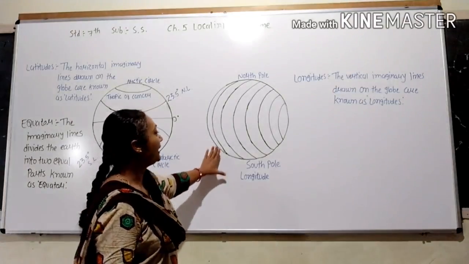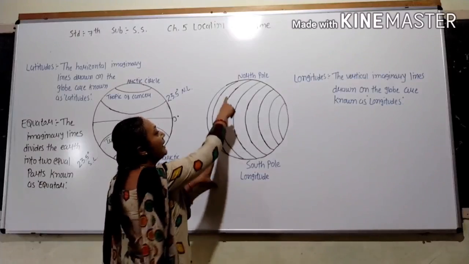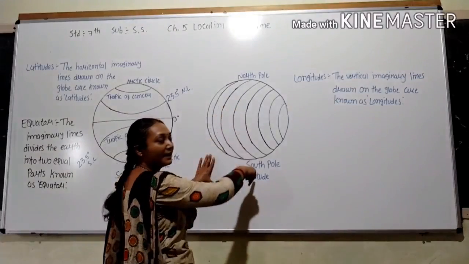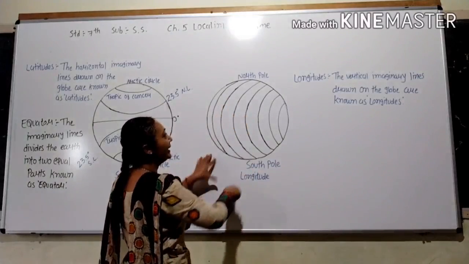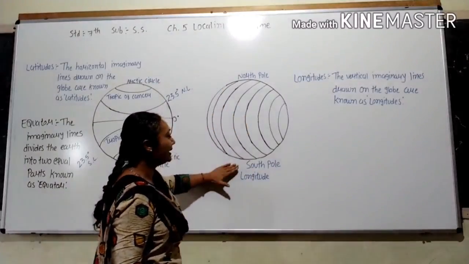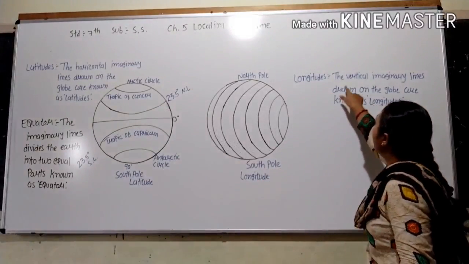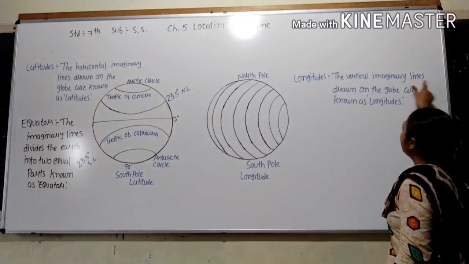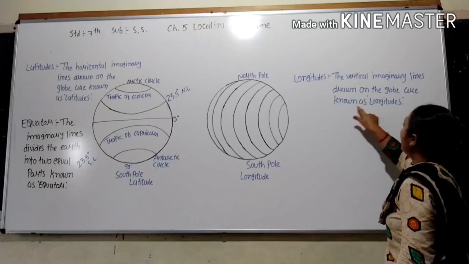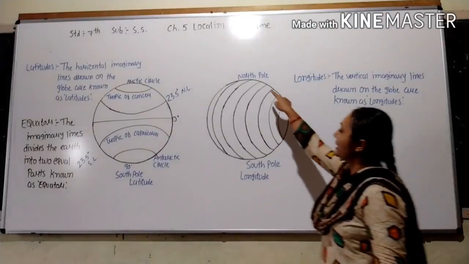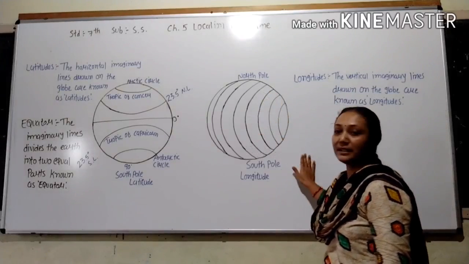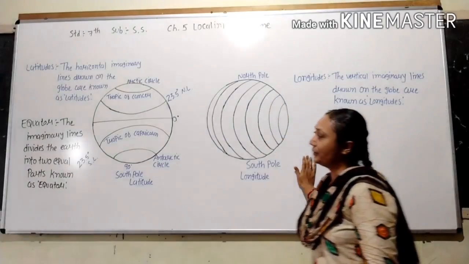Same thing, here is longitude. Longitude means vertical line. Here we can see on the globe there are vertical lines. This is the North Pole and this is the South Pole. So let's understand what longitude is. The vertical imaginary lines drawn on the globe are known as longitude. So this one is a vertical line, and this is known as longitude.